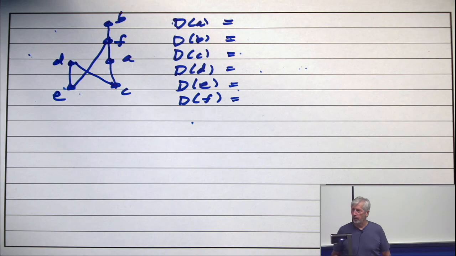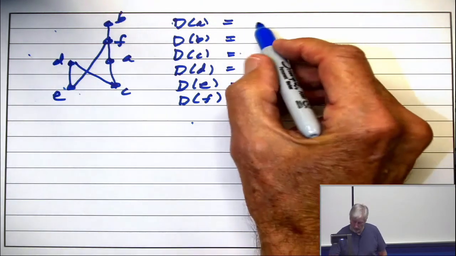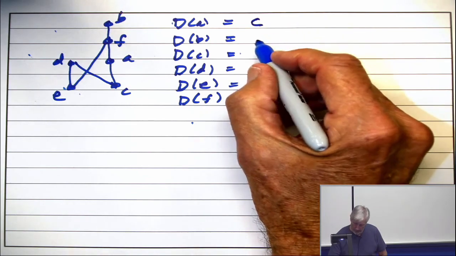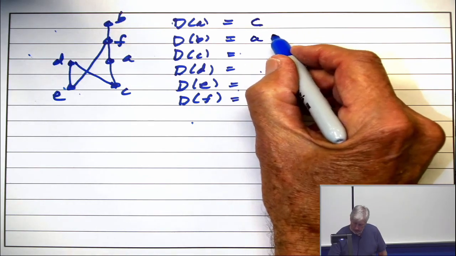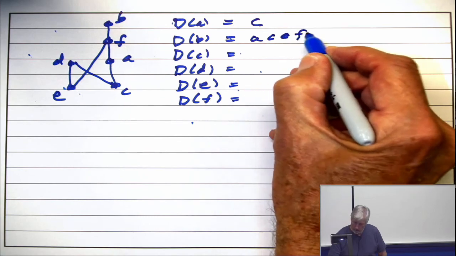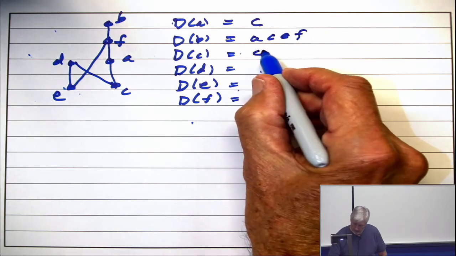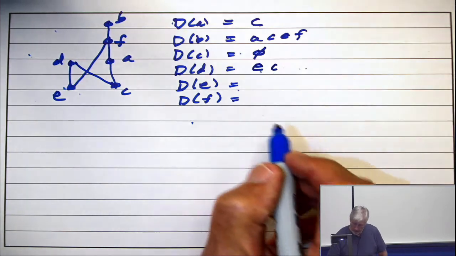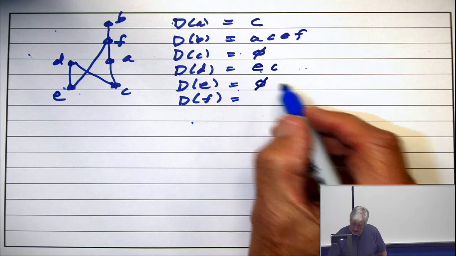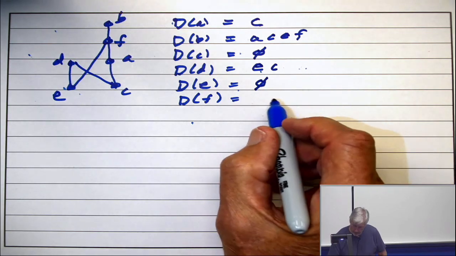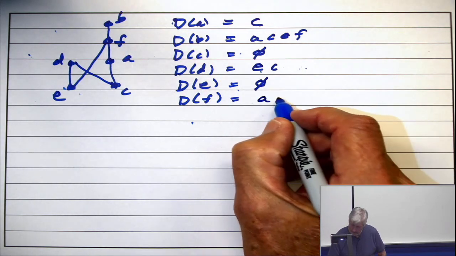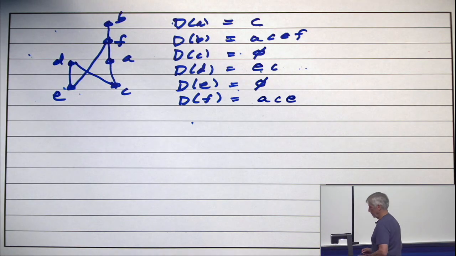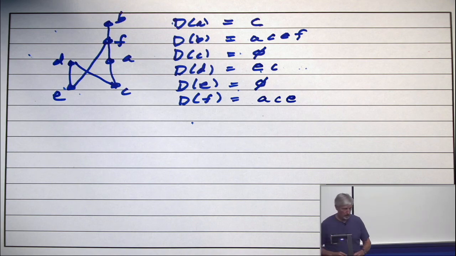If you know what you're doing, just keep working. If you're a little stuck, let's do it together. Down from A is C. Down from B is A, C, E, F. Down from C is empty. Down from D is E, C. Down from E is empty. Down from F is A, C, E. Did I do it right?